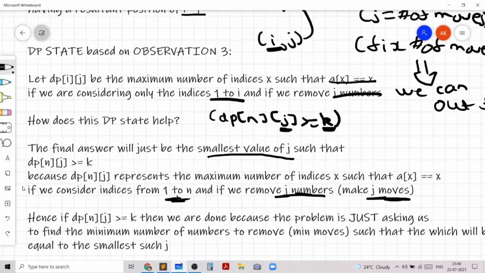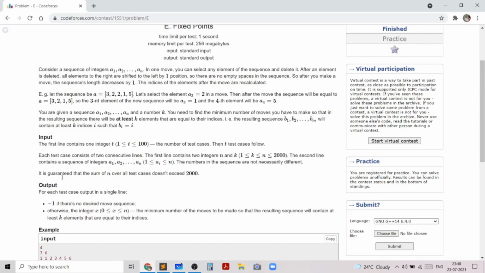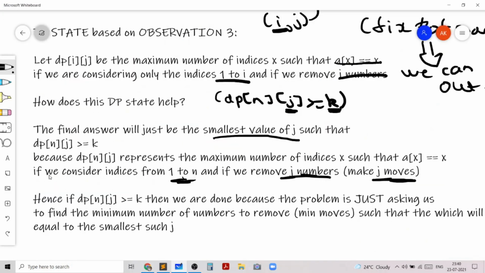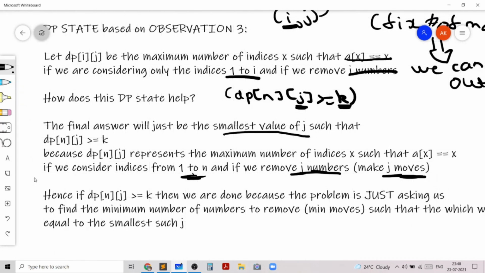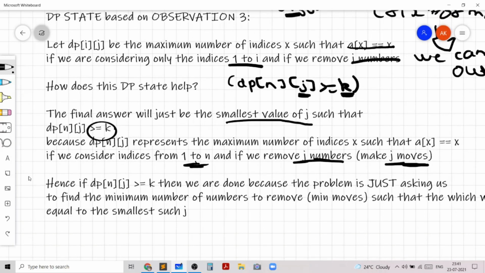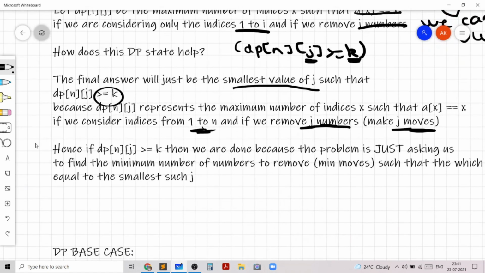So that's why our DP state is really powerful. We have transformed the problem by fixing the number of removals and then computing how many indices satisfy this property. Whichever is the smallest number of removals which gives us the number of indices greater than or equal to k, we just print that value of j. And that basically concludes why our DP state is powerful.